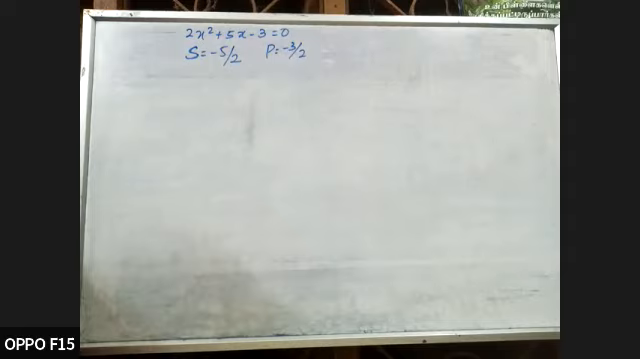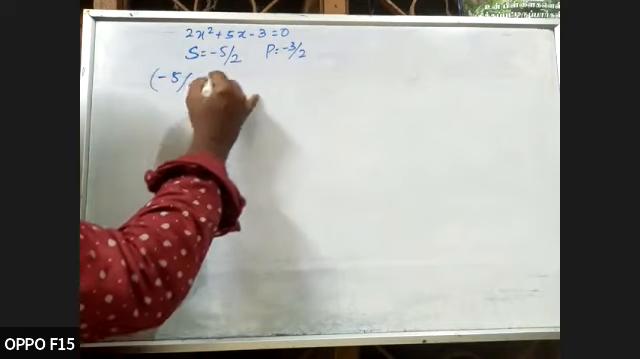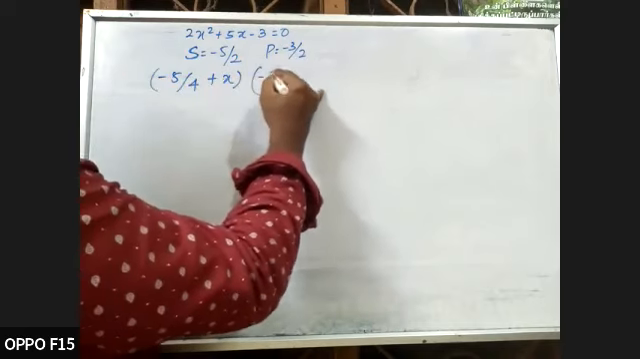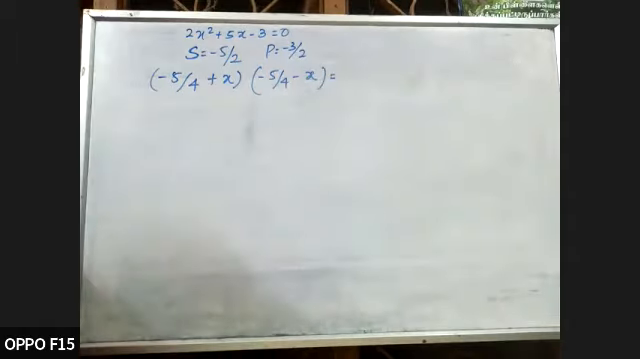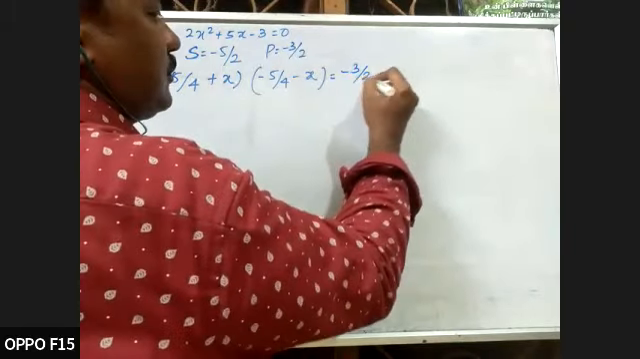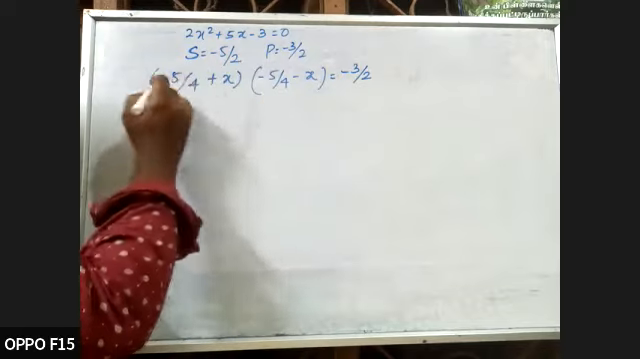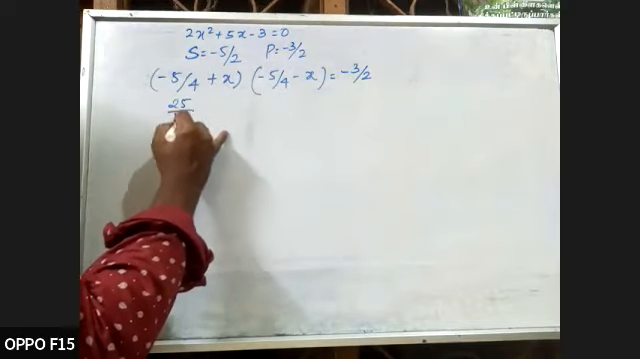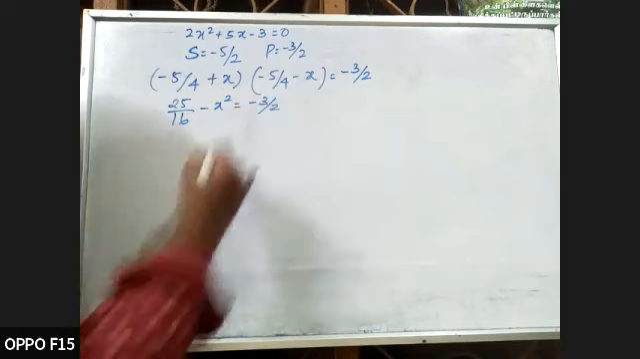Dividing by 2, we get -5/4. Then I can take (-5/4 plus x) into (-5/4 minus x) equal to the product, which is -3/2. Only the sum of the roots is divided by 2. This is (a plus b)(a minus b): (5/4) whole square, 25/16 minus x square, which is equal to -3/2.